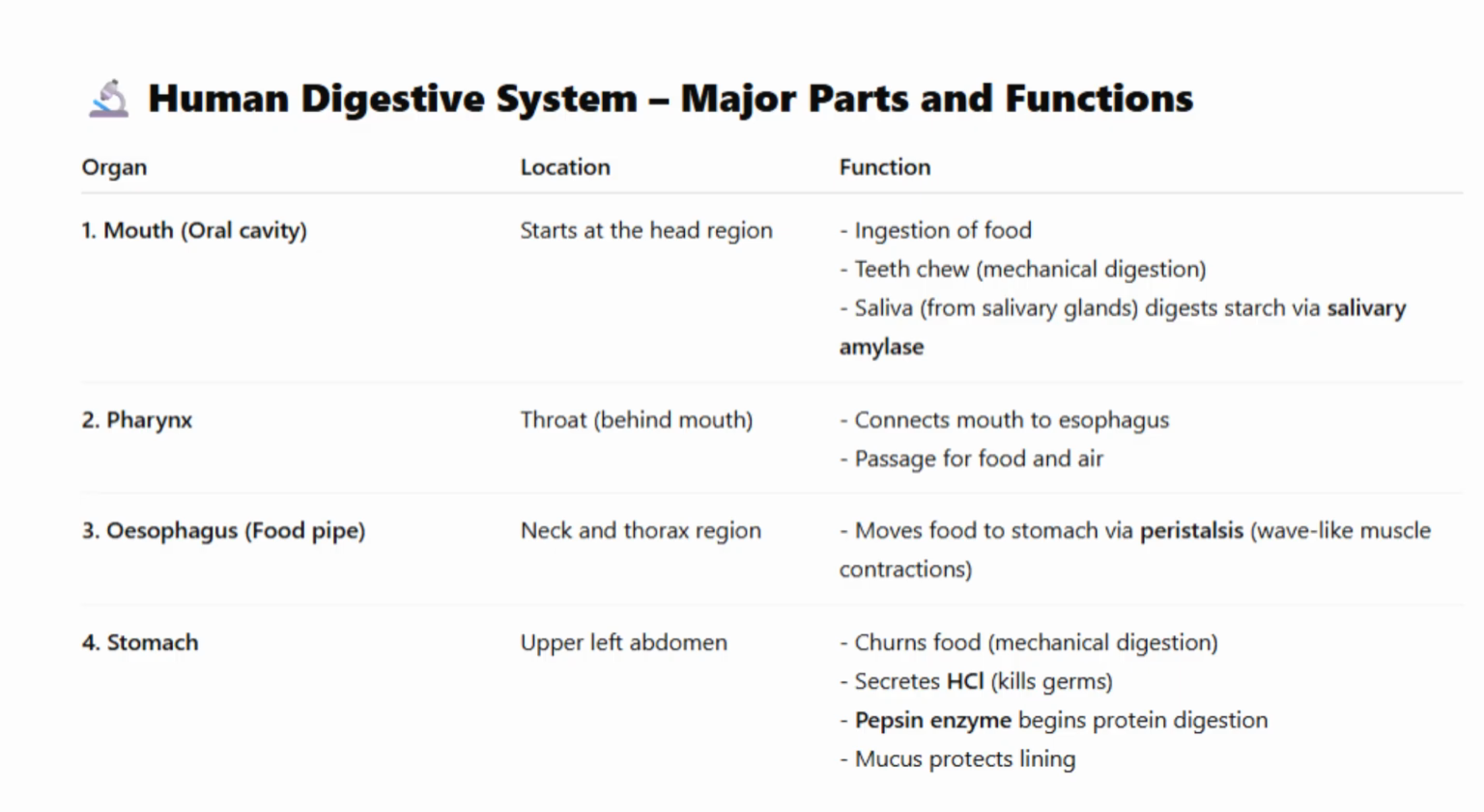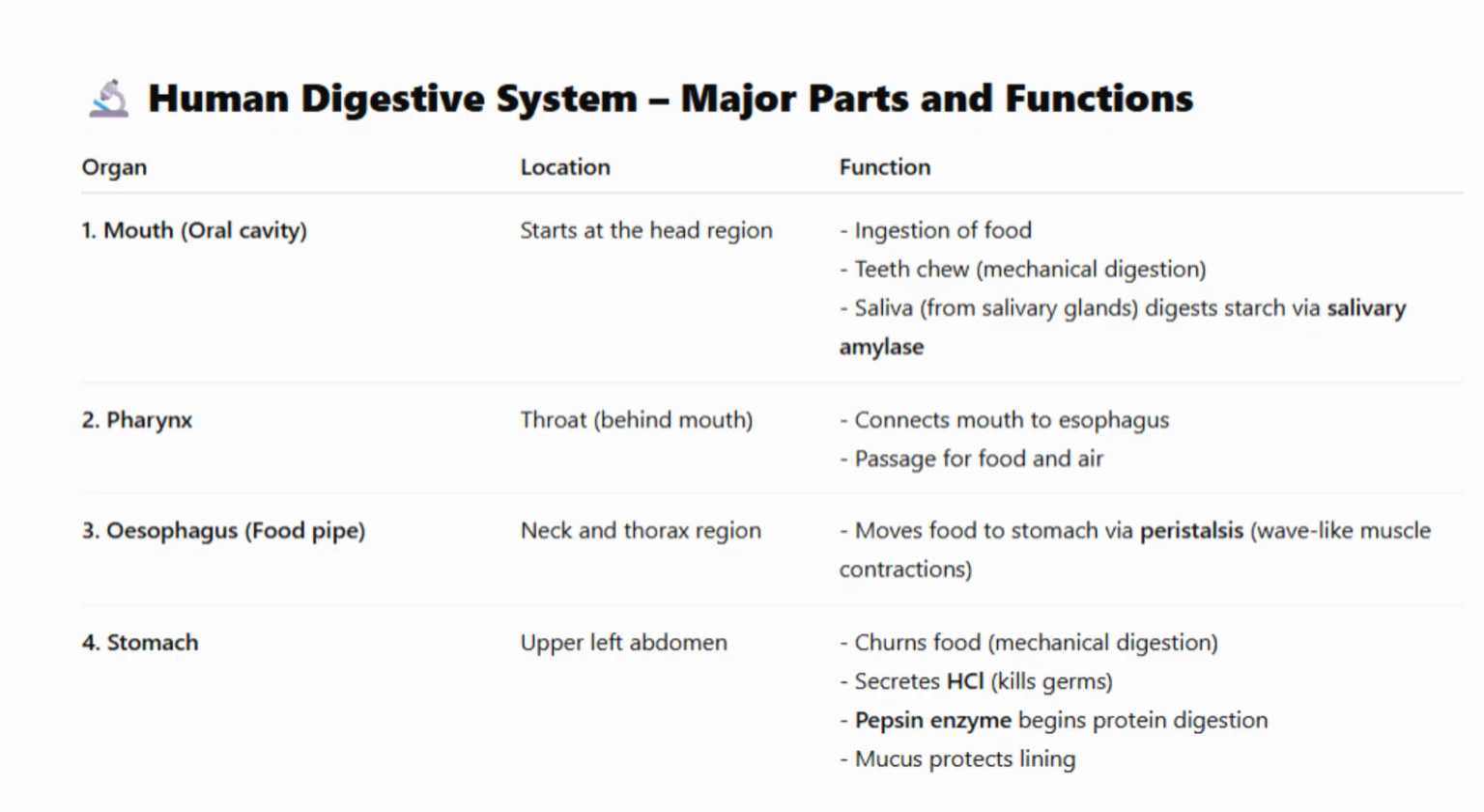2. Pharynx. Next is the pharynx, located behind the mouth in the throat region. It acts as a common passage for both food and air and connects the mouth to the esophagus. 3. Esophagus, food pipe. The food now enters the esophagus or food pipe, which runs through the neck and chest region. Here, rhythmic muscle contractions called peristalsis push the food down into the stomach.